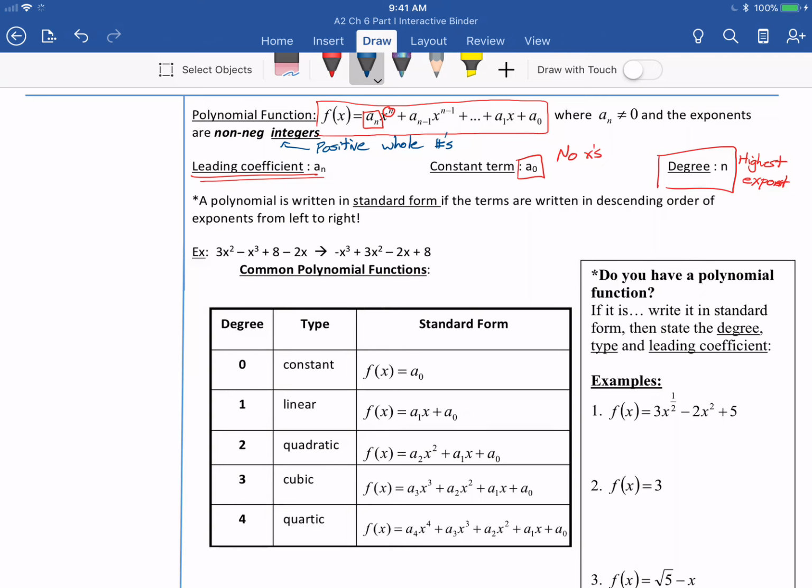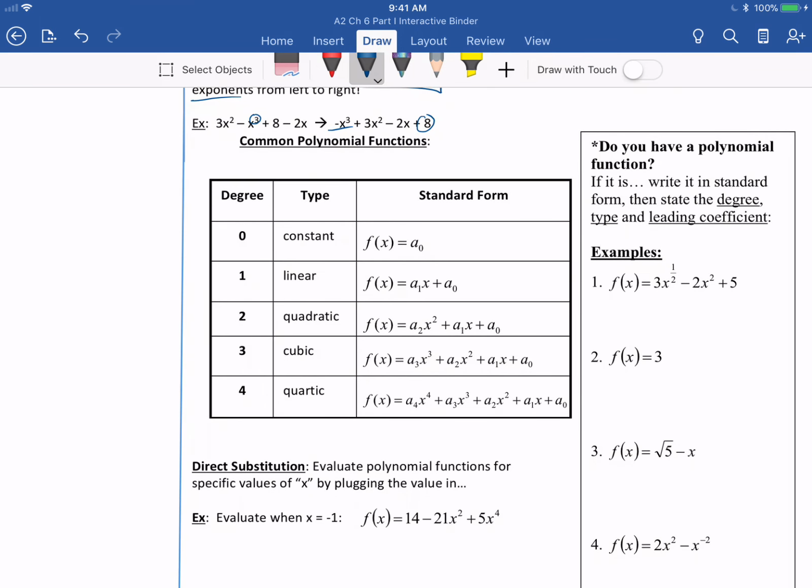Okay, so polynomial in standard form, this is going to be huge. We're going to write this a lot. It is written with descending order of exponents. That means that your highest exponent comes first and your lowest comes last. So notice here that if I have 3x squared minus x cubed plus 8 minus 2x, in standard form the term with the x cubed comes first, then x squared, then x, and then my constant, that 8. That is the way that we like to write it in standard form. You're going to see a lot of these answers in standard form.